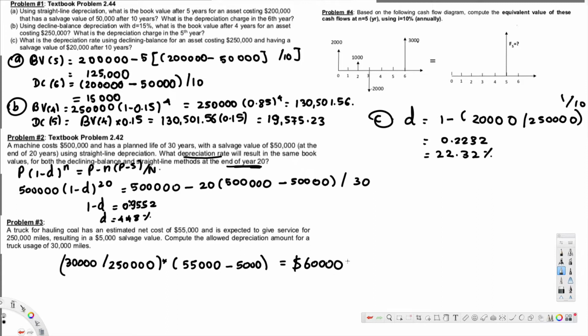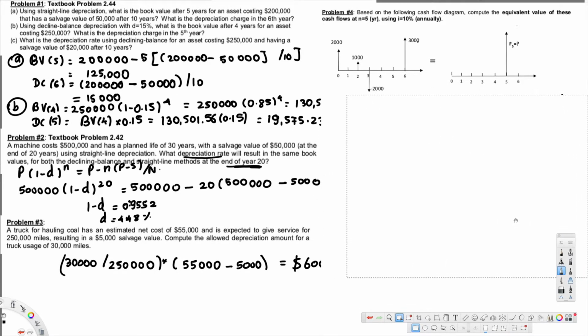Now let's go ahead and do the fourth problem. The fourth problem is asking, based on the following cash flow diagram, compute the equivalent value of this cash flow at n equal to 5 years using i equal to 10% annually. Now to find this one out, F5.